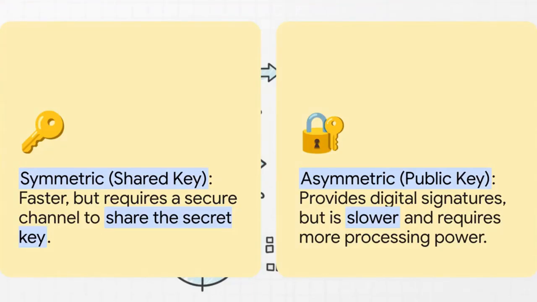And this slide really lays out the fundamental trade-off. On one hand, you have symmetric encryption. It uses one single shared key. It's blazing fast, perfect for encrypting, say, your whole hard drive. But how do you securely share that one key to begin with? That's its big weakness. On the other hand, asymmetric, or public key crypto, solves that problem with a public and private key pair. But the catch? It's way slower and hungry for processing power.